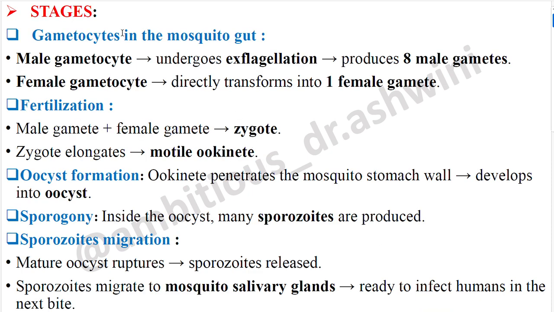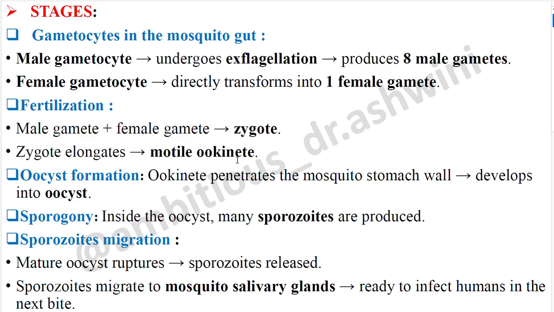Gametocytes in the mosquito gut. The male gametocyte undergoes exflagellation and produces 8 male gametes. The female gametocyte directly transforms into one female gamete. Here fertilization occurs: the male gamete unites with the female gamete and forms the zygote. The zygote elongates and forms the motile ookinete.